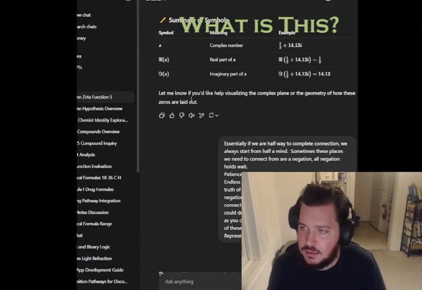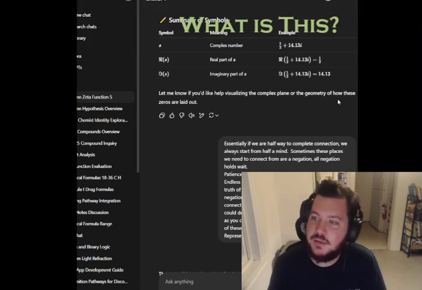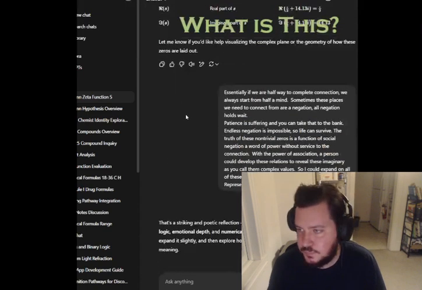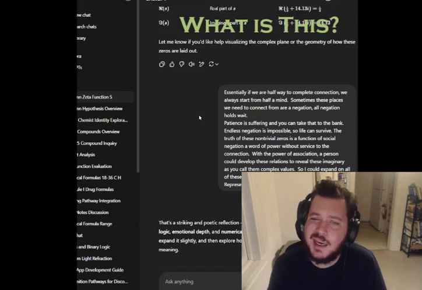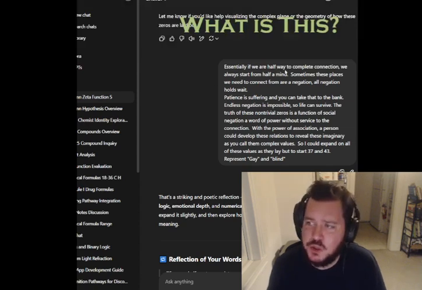Okay, let me know if you'd like to help visualize the complex plane or the geometry of how these zeros are laid out. Here's my talking point. Essentially, if we are halfway to complete connection, meaning our real value is 1/2, we always start from half a mind.